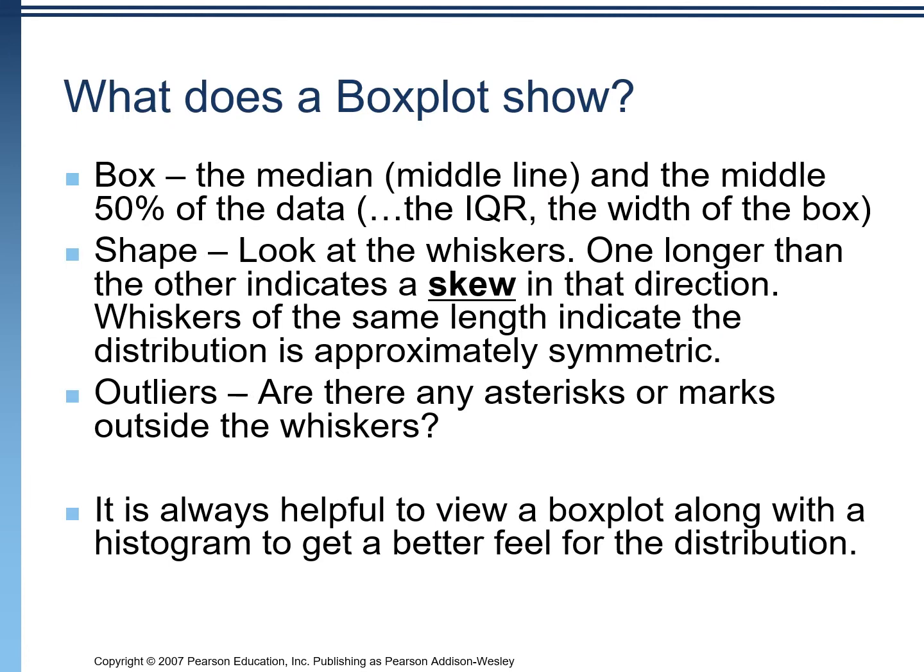A box plot tells us a lot about a distribution. First, it gives us a measure of center. The median is the middle line in that box there. So even if we didn't have the data set, we would know that the median of that distribution was 4. It tells us the middle 50%. That's the IQR. That's how far apart the two edges of the box are. In this case, 2.